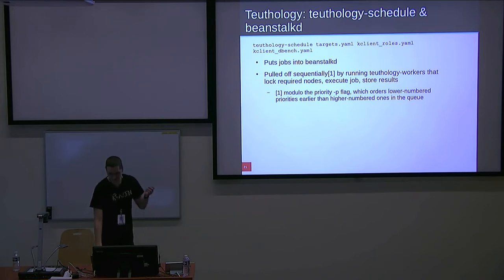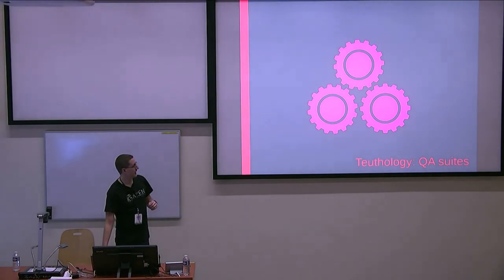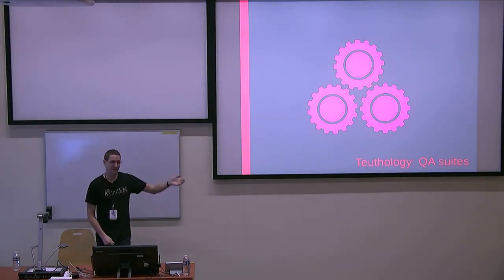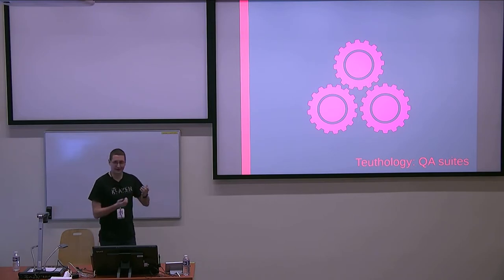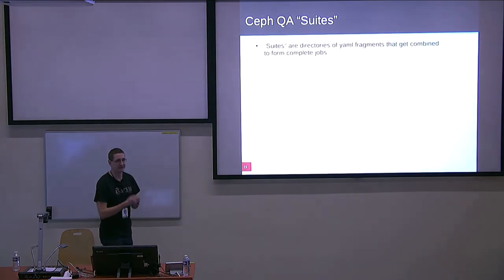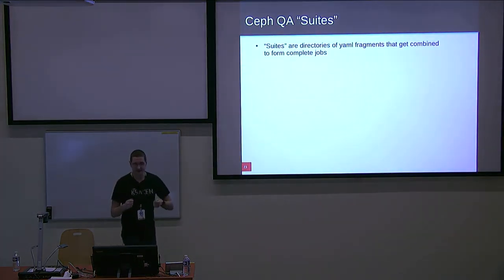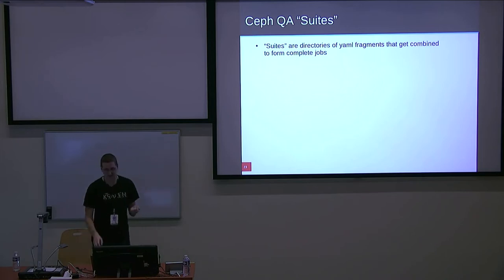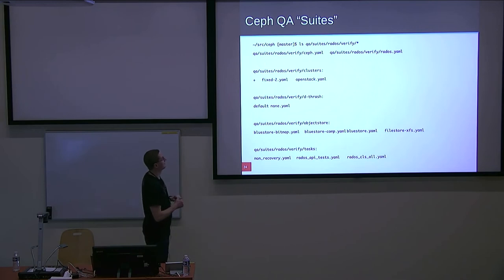It's super primitive. Second of all, instead of having whatever random YAML fragments you want, we've organized them all into suites and have a command that can assemble those suites into specific jobs. Suites are just collections of directories, or directories of YAML fragments, that you combine in various ways. So here's a small example from one of them.